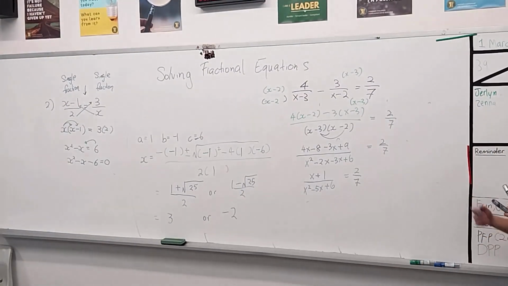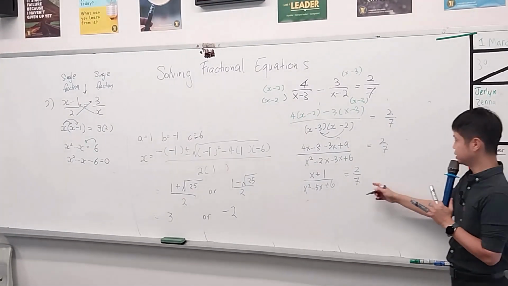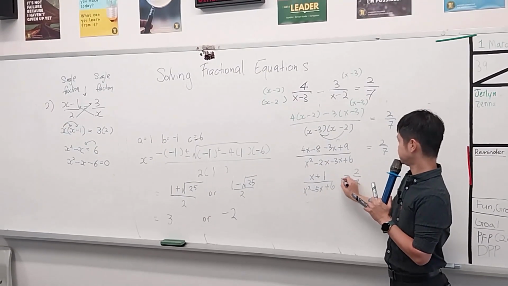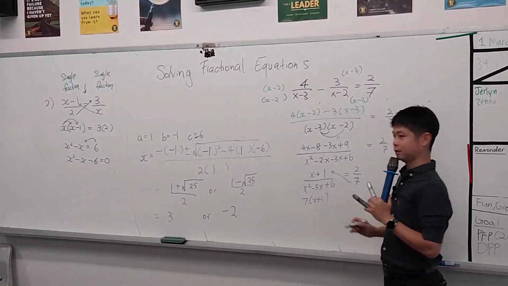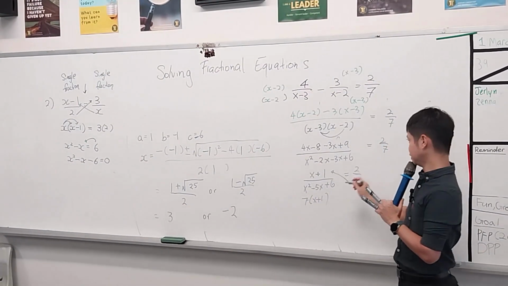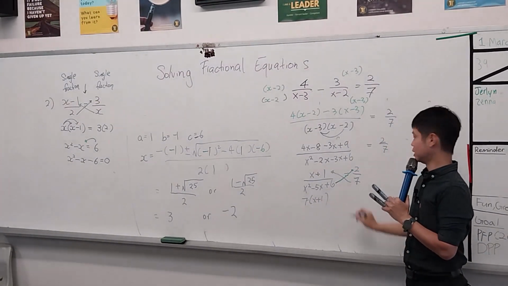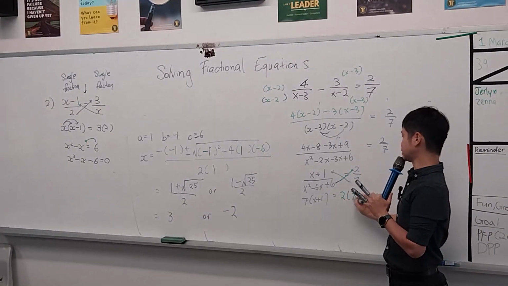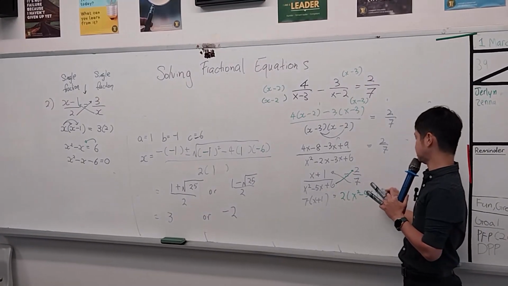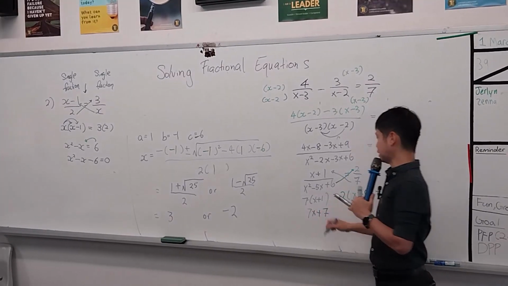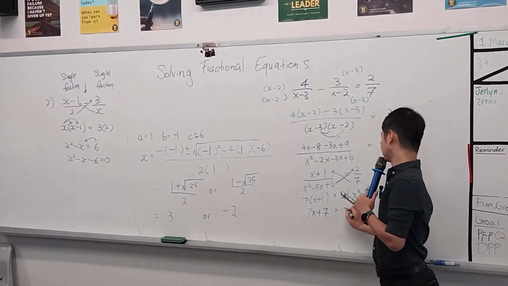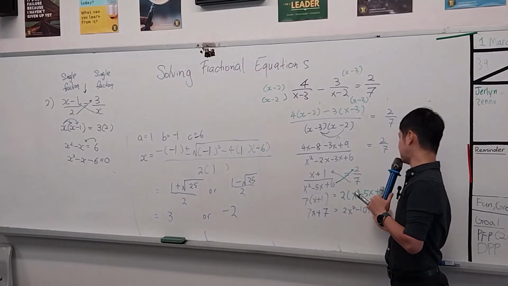Finally, we can now cross multiply to get a quadratic equation. So we cross 7 bracket x plus 1. Follow the direction. Now I cross 2 bracket x squared minus 5x plus 6. So expand one more time. 7x plus 7, and 2x squared minus 10x plus 12.